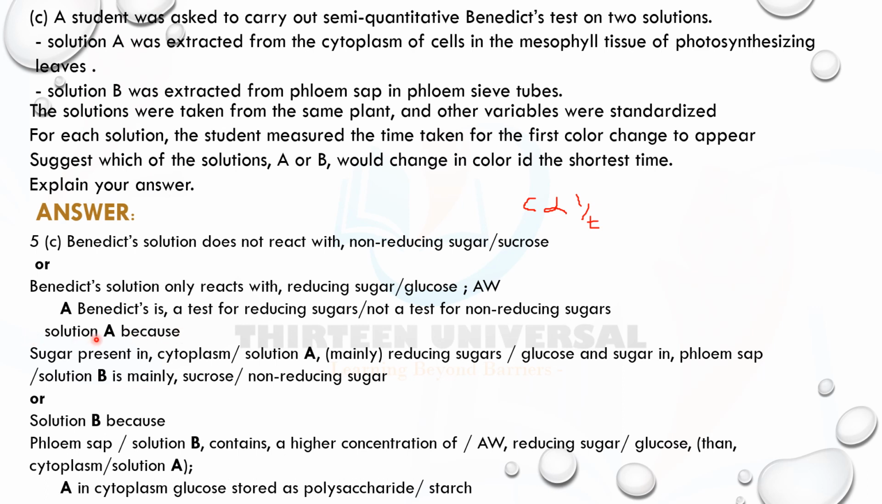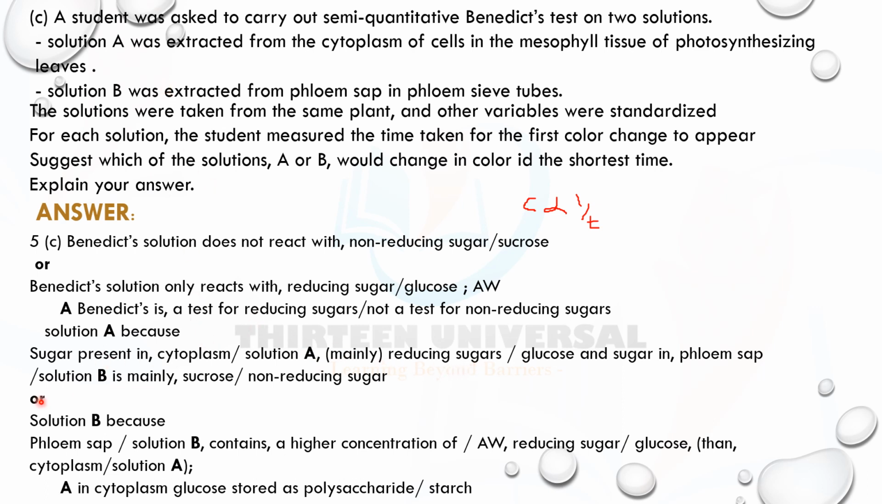Benedict is a test for reducing sugars, not for non-reducing sugars. So choose solution A, because the sugar present in the cytoplasm, solution A, is mainly reducing sugars, glucose, and the sugars in phloem sap, solution B, are mainly sucrose. So solution A is mainly reducing sugar. The person chooses A. That's correct, to give you the mark.